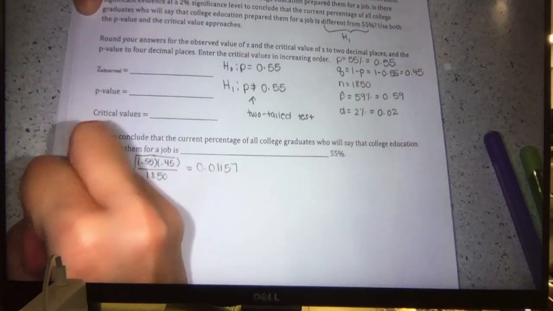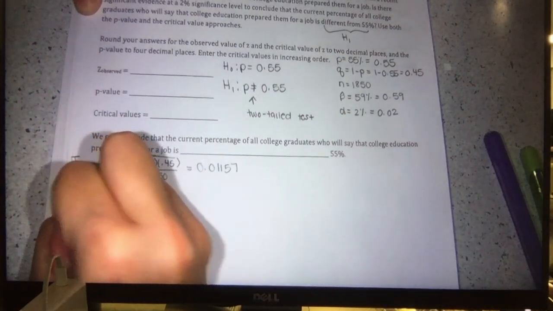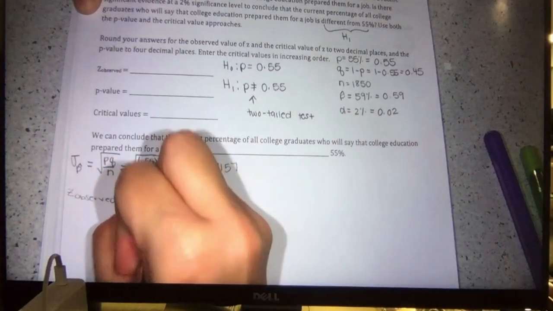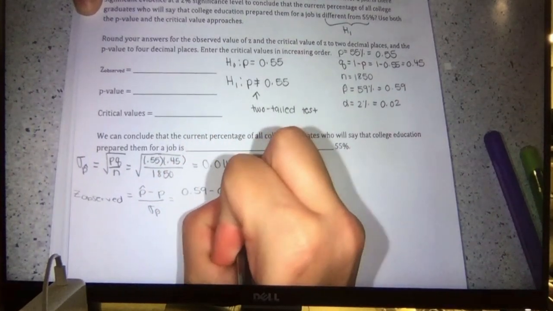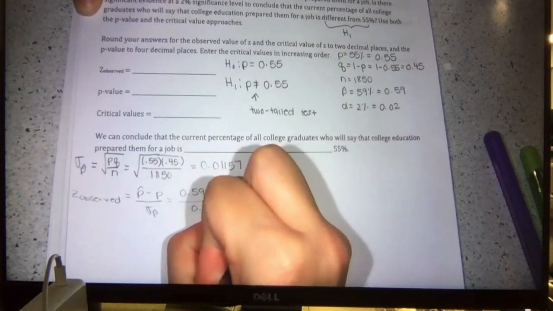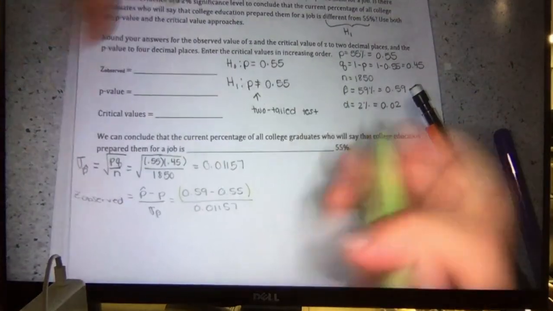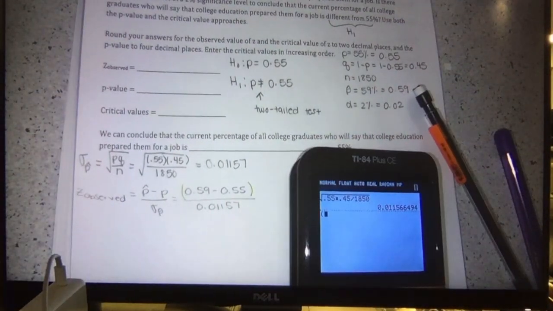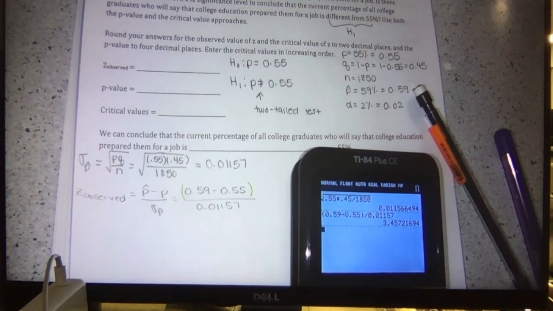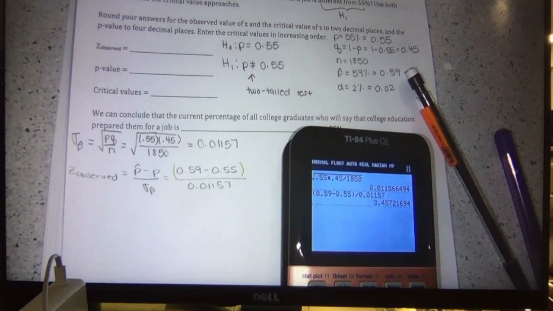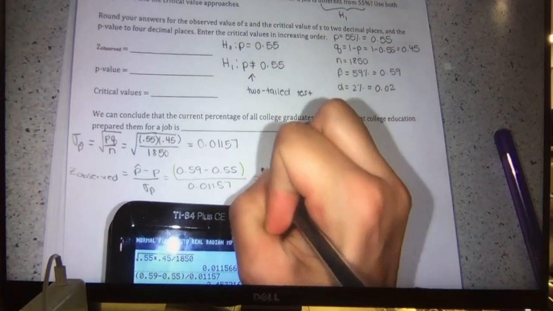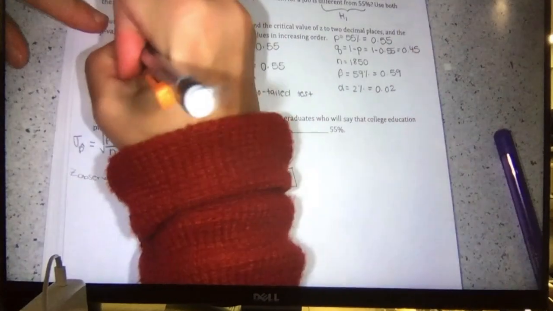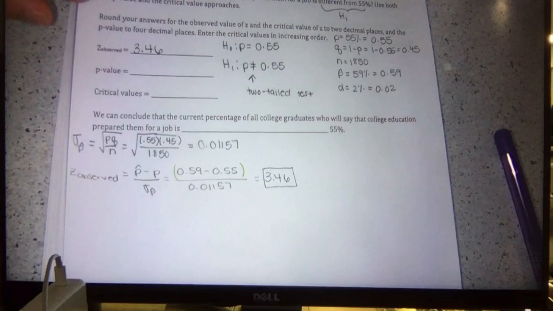We can use this to find our z observed, which is p hat minus p all over the sampling standard deviation. So 0.59 minus 0.55 all over this 0.01157. Make sure to put the top of the fraction in parentheses. So our z observed will be 3.457, which will be 3.46. We can now find our p-value approach.